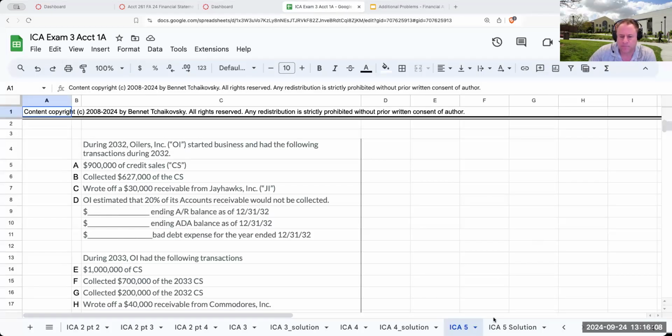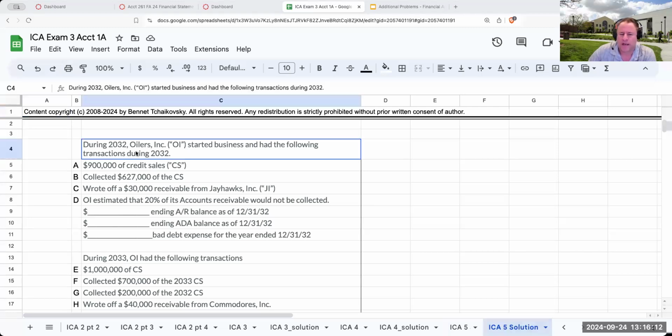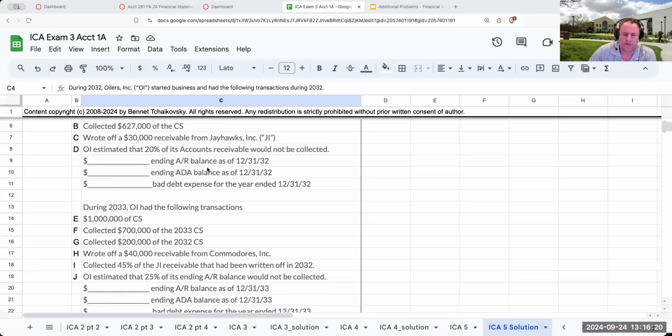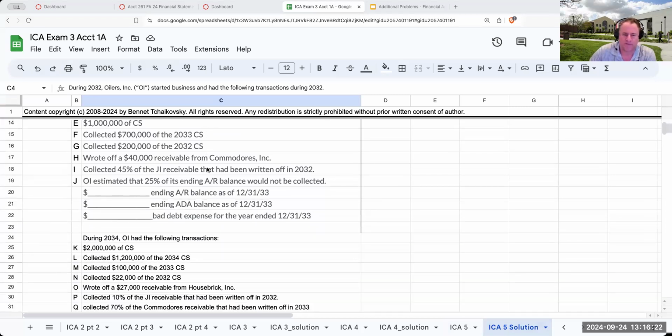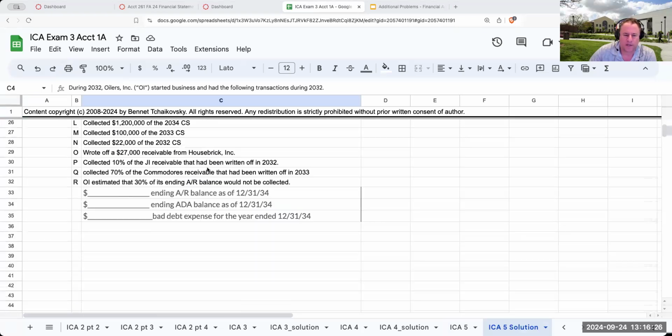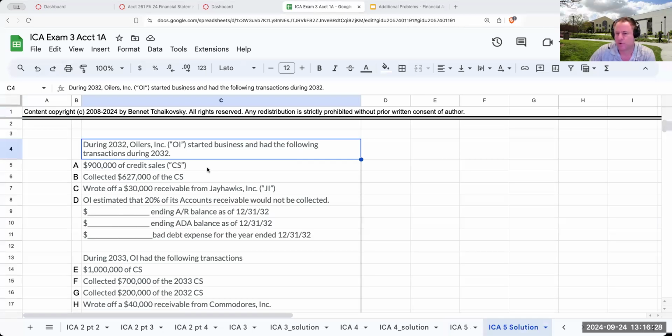Okay. So when we come over here, we have during 2032, Oilers Inc. started business and had the following transactions during the year. So as we can go through and see, they had all of these different items that are happening. And then we see 2033, and then we see 2034.